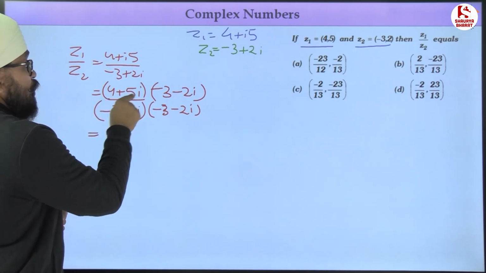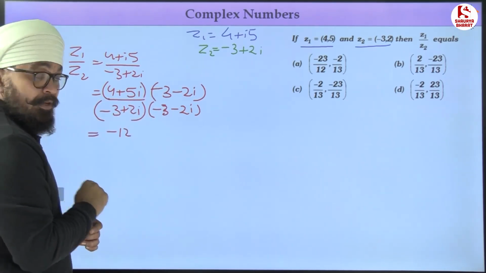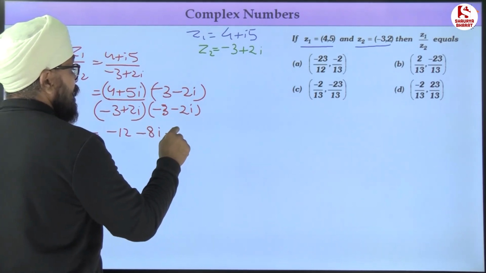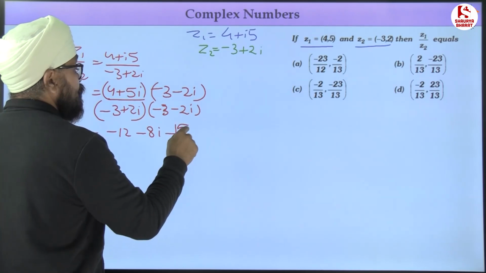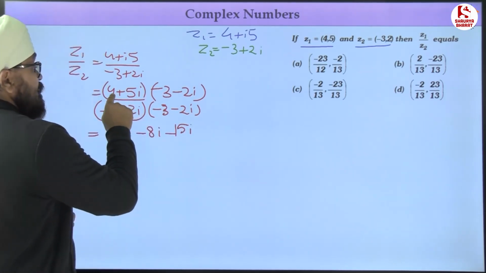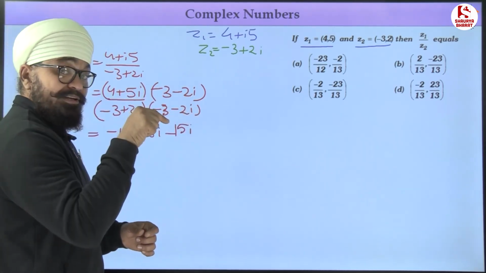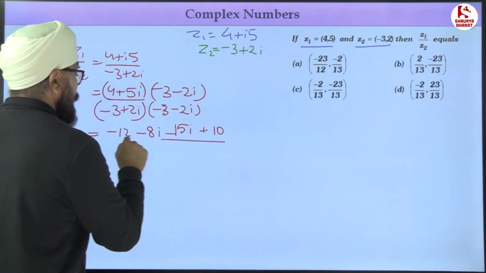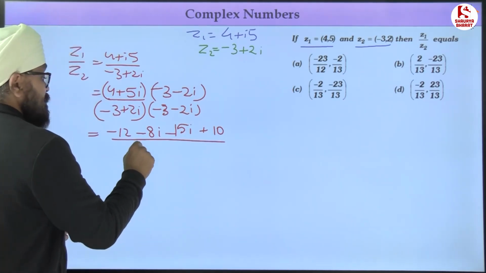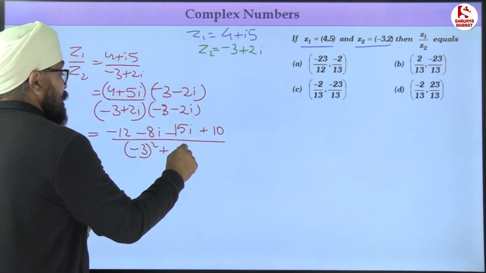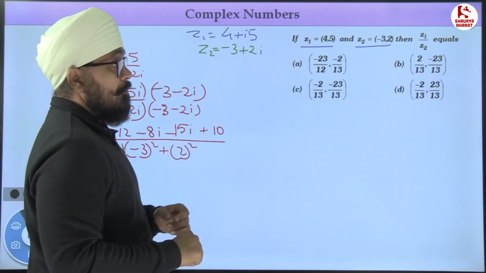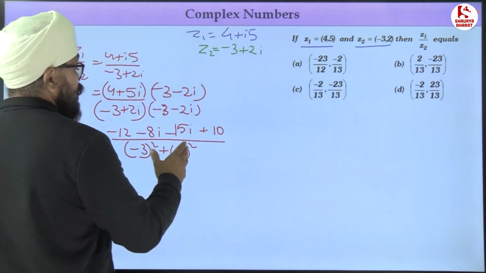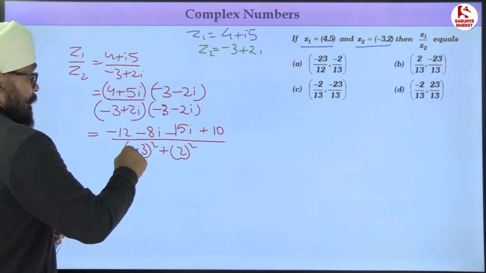You will get 4 into minus 3 is minus 12. Then 4 into minus 2 is minus 8 iota. Then similarly we have minus 15 iota, and here you can see we have a minus sign, but due to that iota square we will have a plus. So this becomes plus 5 twos are 10. In the denominator, we have minus 3 square. Let us keep this habit now: whenever a complex number is multiplied by its conjugate, we get the square of the real part plus the square of the imaginary part.